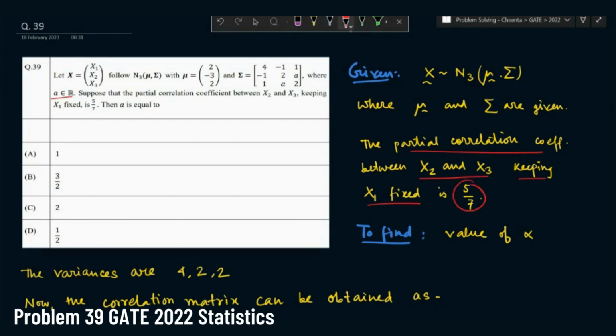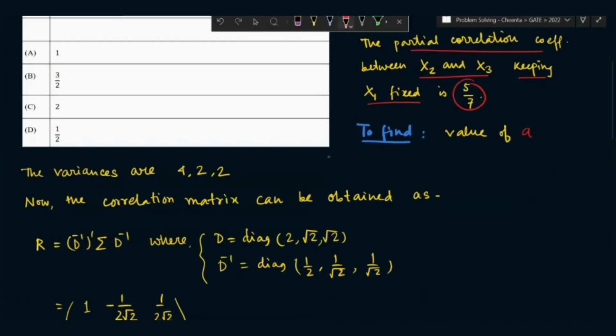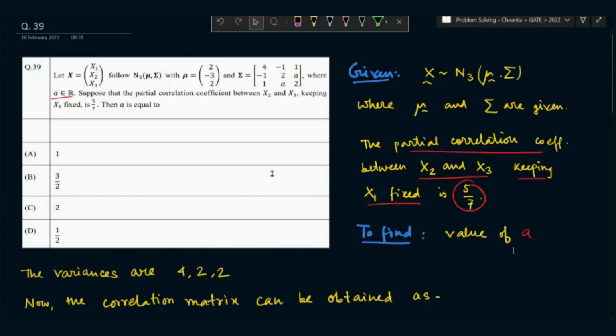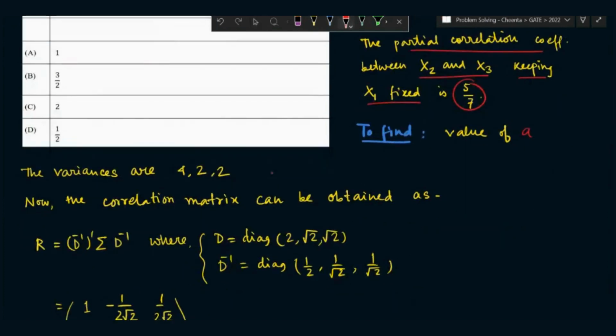we need to find the value of alpha, or A. So to find the value of A, we need to find the correlation matrix, which can be obtained by the formula. This is the transformation. The variances of x1, x2, and x3 are 4, 2, and 2 respectively.